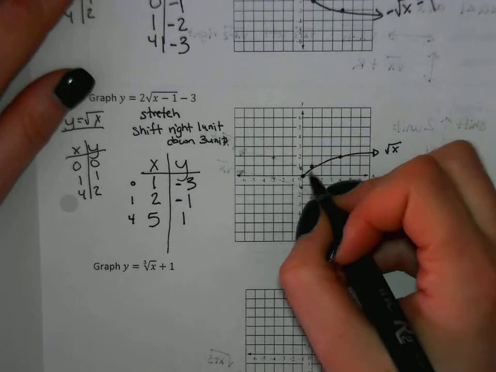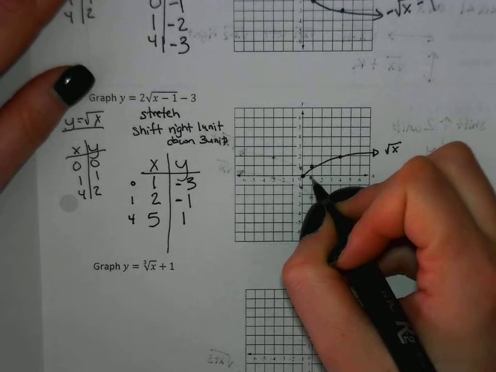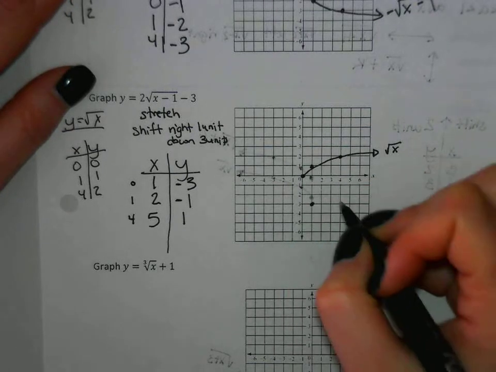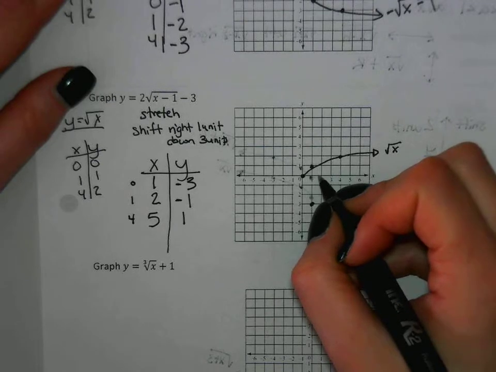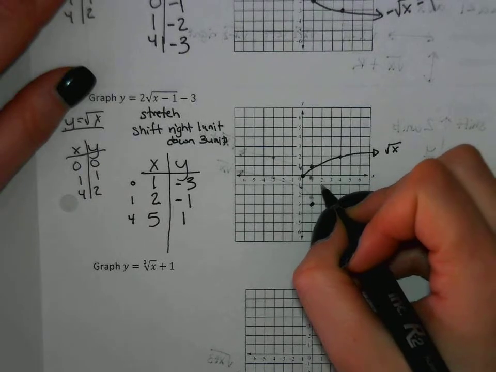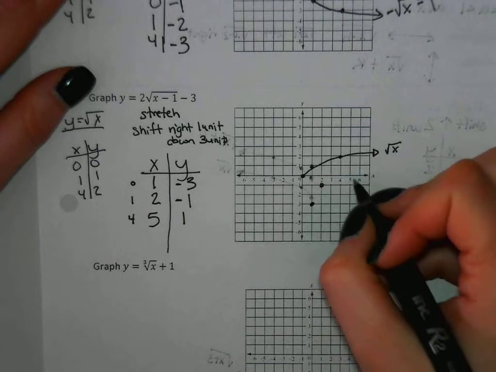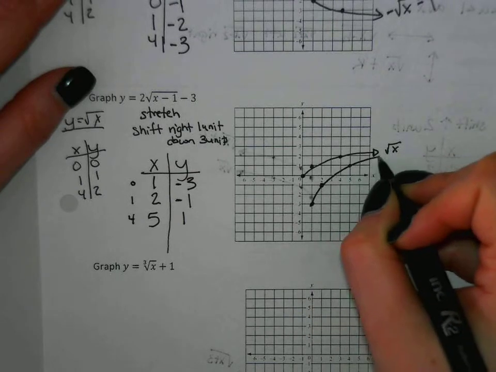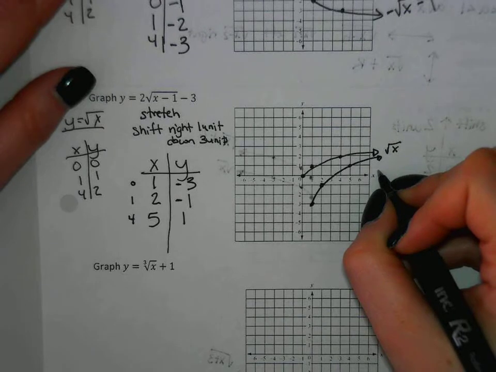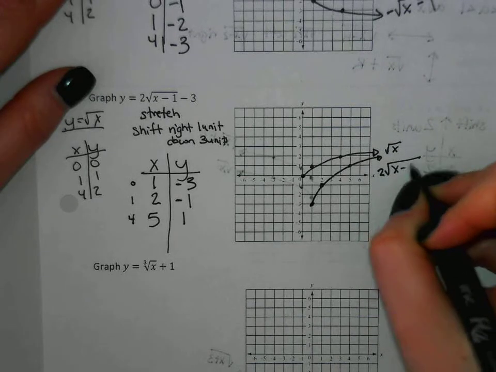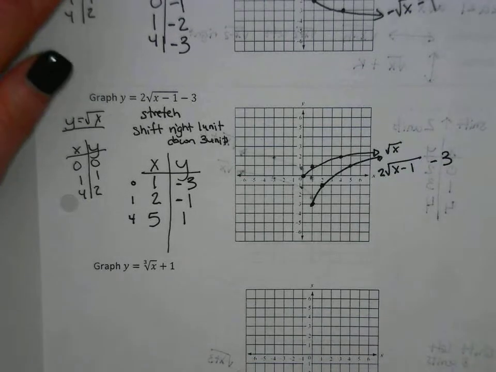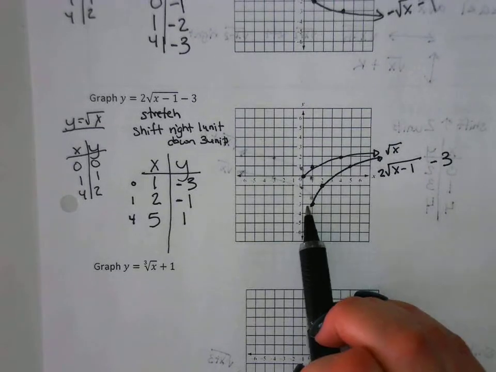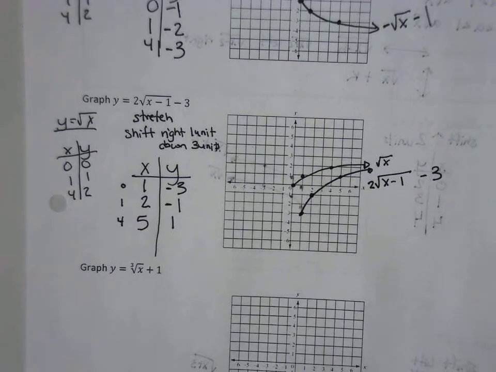So if we graph this, we're going to have (1, -3), (2, -1), and (5, 1). So here you can see the stretch that's going on. So this is 2 square root of x minus 1, minus 3. And our first point shifted down 3 and to the right 1 unit.